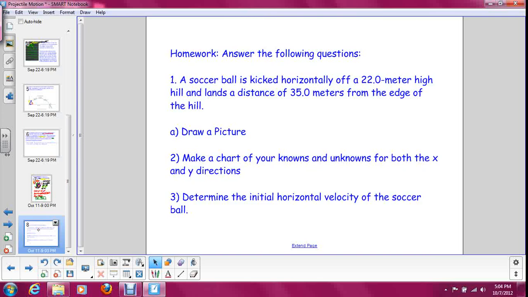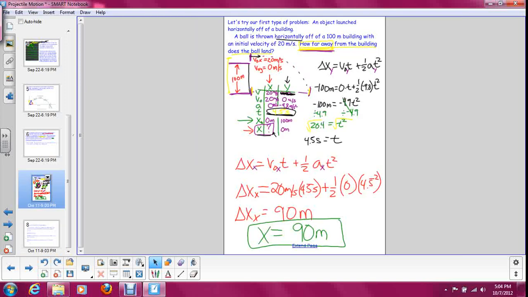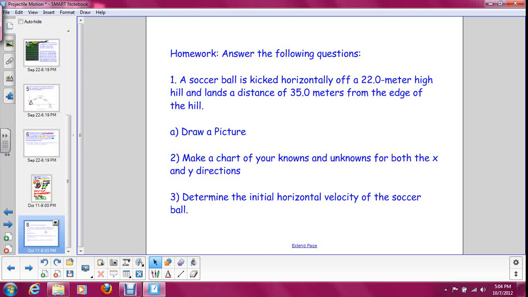So your homework is to answer this one question, and you will need to follow many of the same steps that I did in the previous problem. So use this one as a reference for this problem. A soccer ball is kicked horizontally off a 22-meter high hill and lands a distance of 35 meters from the edge of the hill. A, draw a picture, and I will take points off if you do not have a picture. 2, which should be B, make a chart of your knowns and unknowns for both the x and the y, and I will take points off if you do not have this completed. And 3, which should be C, determine the initial horizontal velocity of the ball. So work on this, do the best you can, and be ready to hand it in when you come into class.